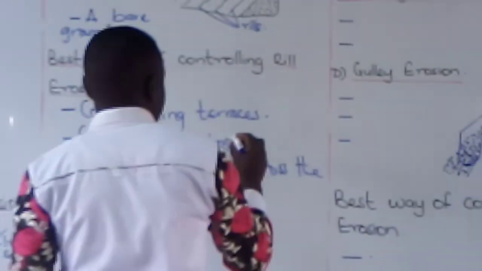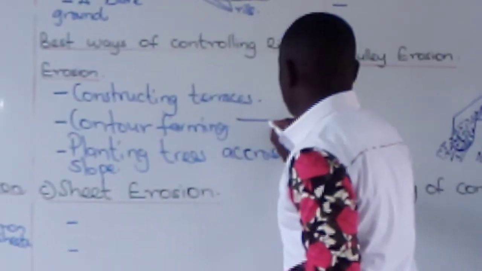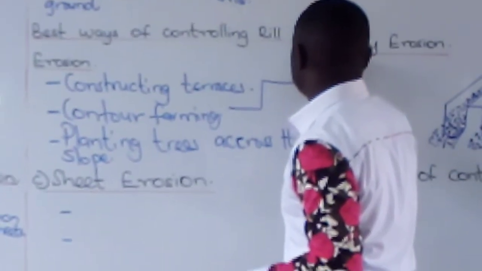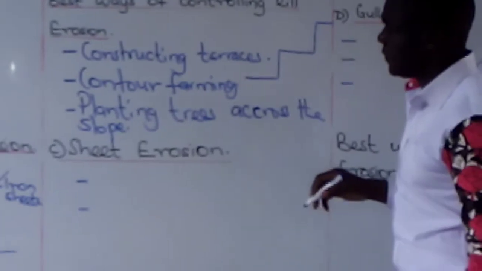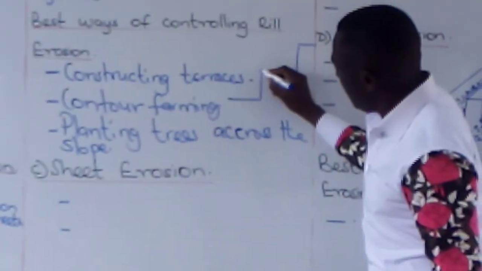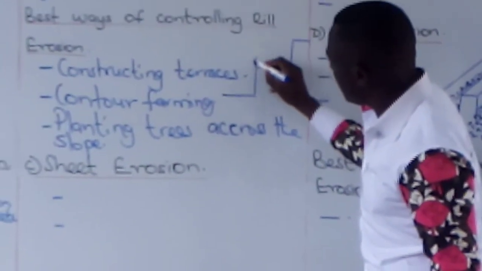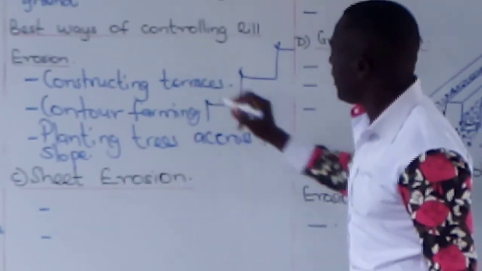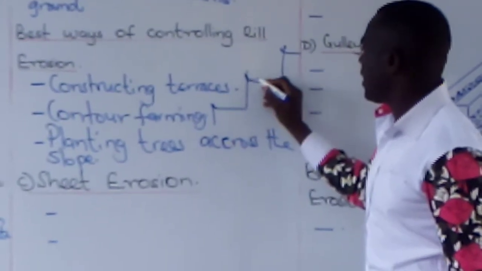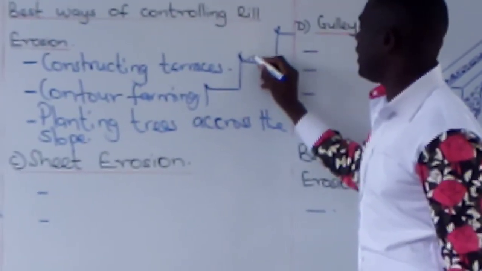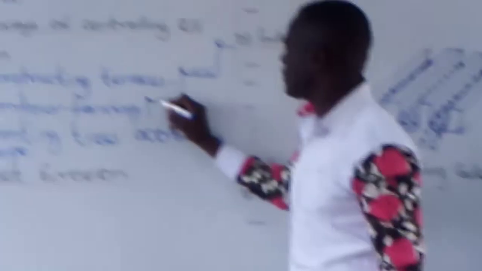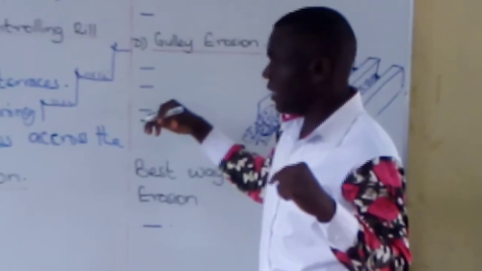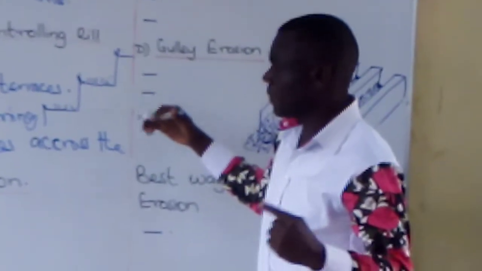They're like steps. So you make your land into steps so that here you can plant napier, but here you can cultivate and plant crops. These are terraces across the slope.